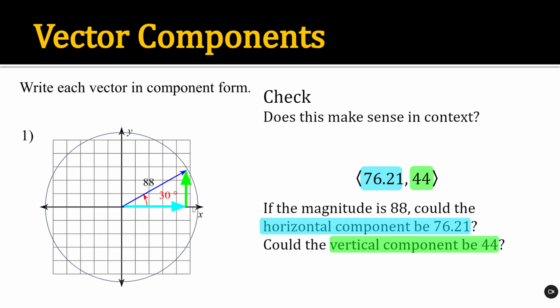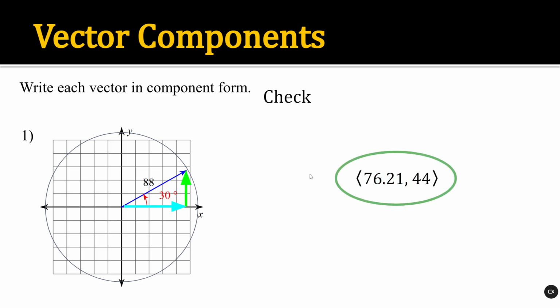And 44 being this vertical distance, yeah, that makes sense again. That's the smallest of all three of these distances. And if I'm visualizing this 30-degree angle, then yeah, the vertical component, that vertical distance, definitely looks like the shortest. So I would say that these responses do make sense in context. Sounds like our plan worked.